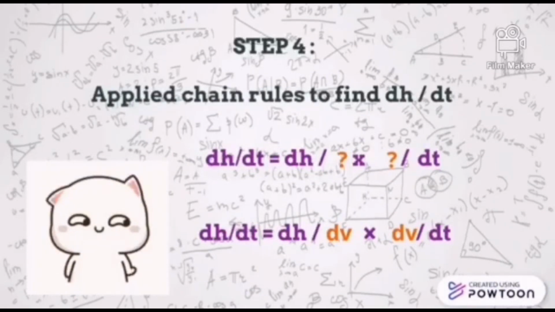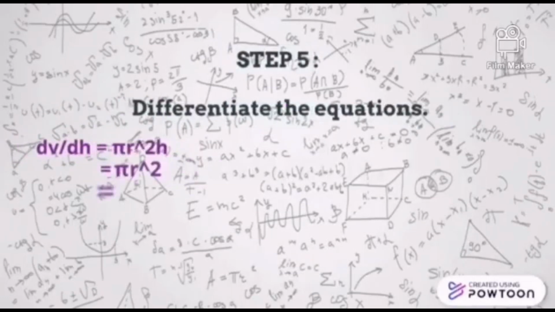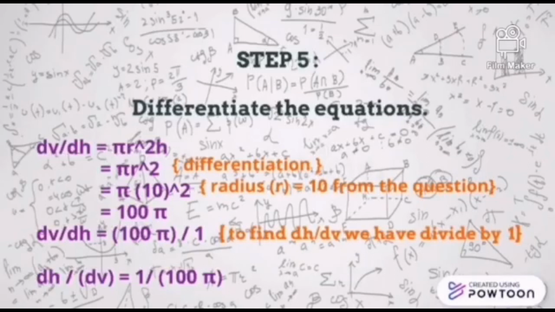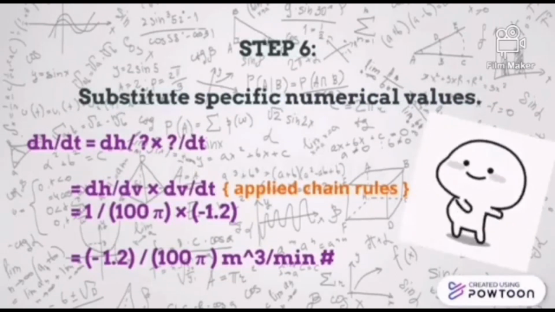So here, we will use the chain rule to find the answer. So we need to find dH over dV first. We use the formula of the cylinder to find dV over dH, and we differentiate it first. So we get 100 pi, but wait, in step 4, we have to find dH over dV. So we have to flip the answer upside down to get dH over dV. Last but not least, we just substitute, and that is the answer, which is negative 1.2 over 100 pi meter cube over minute.